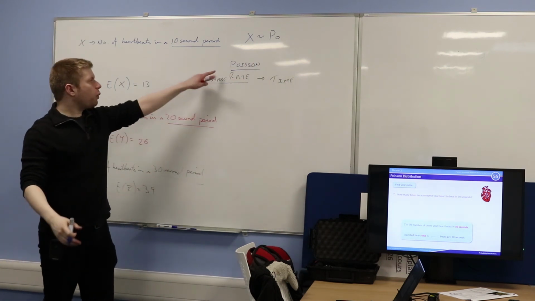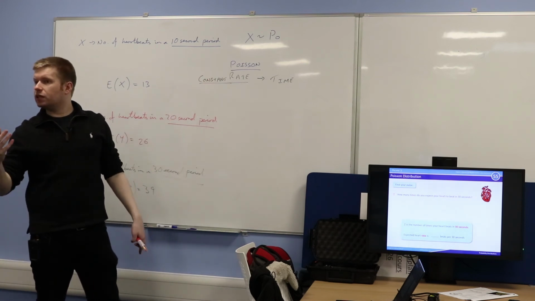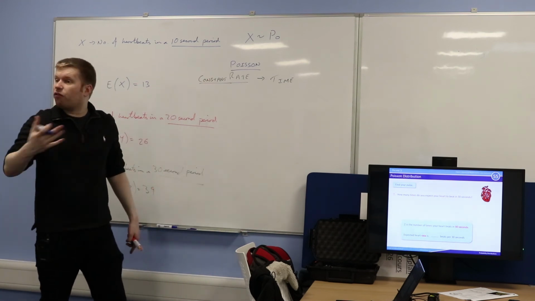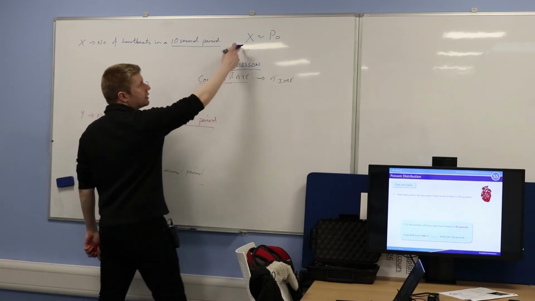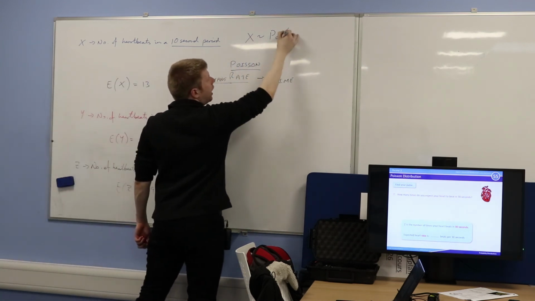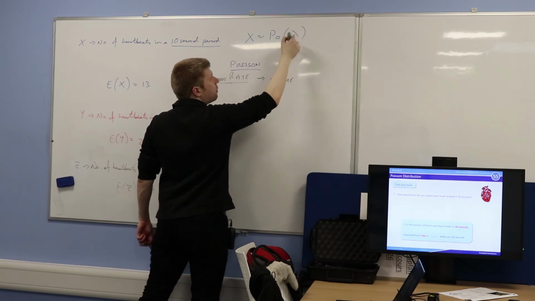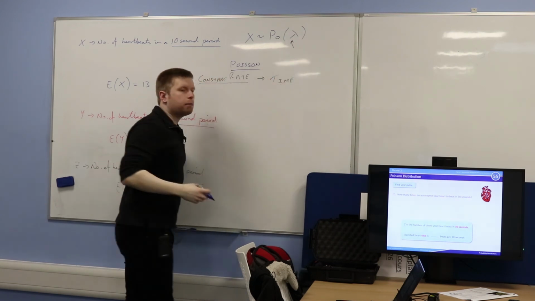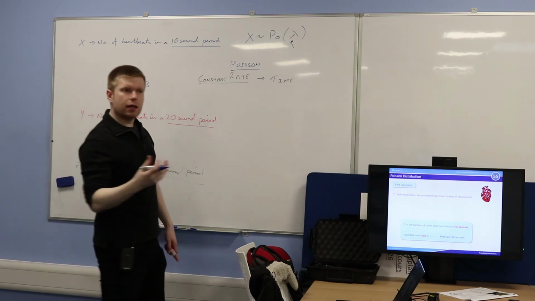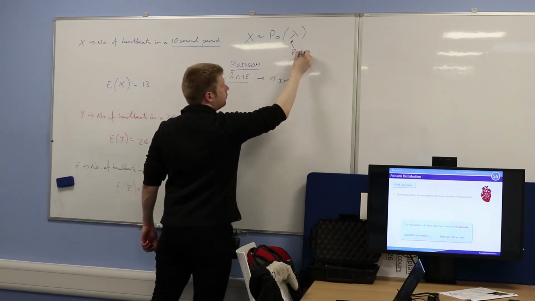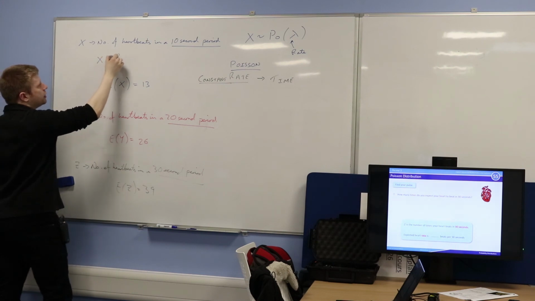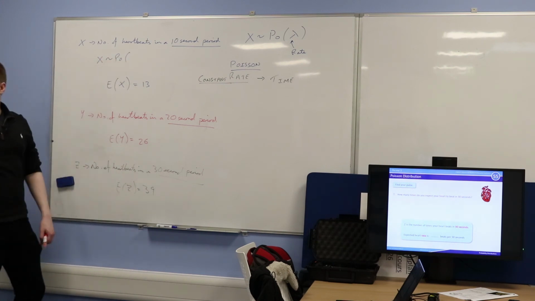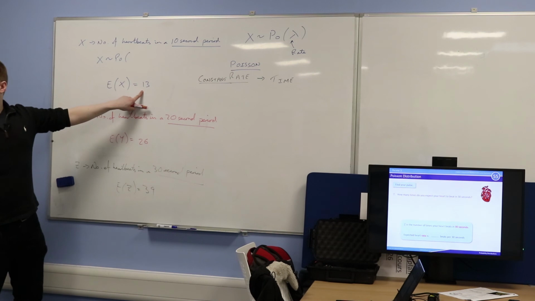By the way, if you speak any French, Poisson means fish. It's not a fish. It's named after a mathematician called Poisson. So x is distributed Poisson, and then the only parameter that I need is my rate. I give the symbol lambda to represent my rate. So in this case, I would say that x is distributed using a Poisson distribution, and my rate I worked out was 13 beats per 10 seconds.